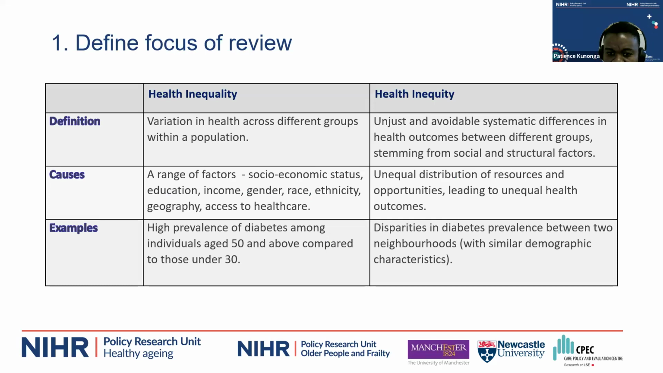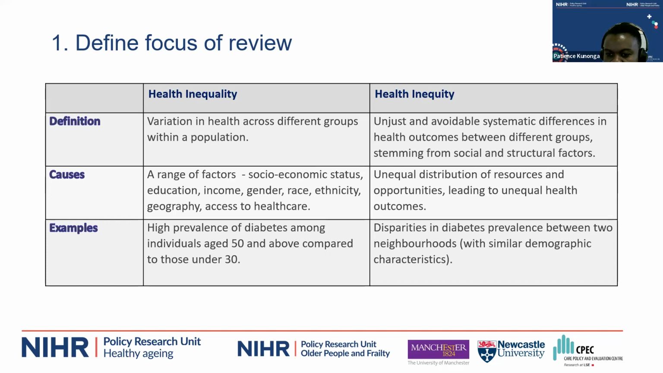So as I said, the first thing you need to do is to define the focus of your review. So in this example, you state whether you're interested in inequality, for example. If you focus on the health inequality column, the middle column, are you interested in the differences in prevalence rates between groups? For example, high prevalence of diabetes among individuals aged 50 and above compared to those under 30. This is in the causes tab. This age-related disparity in diabetes prevalence would be a form of inequality, which might be due to, say, natural aging processes or lifestyle choices, which, while leading to differences in health outcomes, are not inherently unfair or unjust. Or are you interested in inequity? This is your right-hand column.